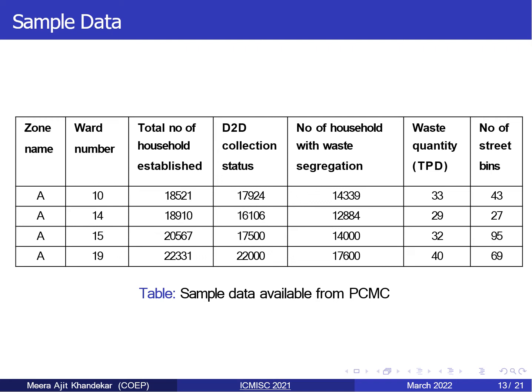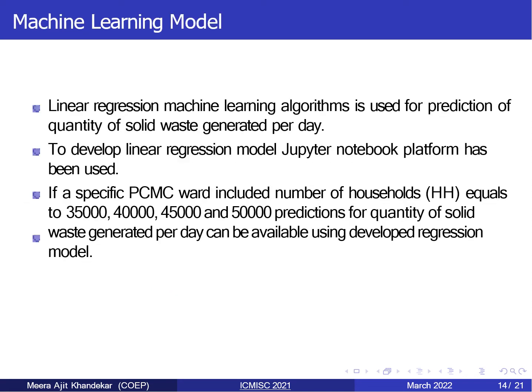So this data is available on the PCMC portal, and we have considered the number of households and solid waste generated per day. These two parameters are very important for us, and we have considered them to develop the regression model. Based on the data, we developed a linear regression machine learning model for prediction of quantity of solid waste generated per day. To develop the linear regression model, we have used the Jupyter Notebook platform.